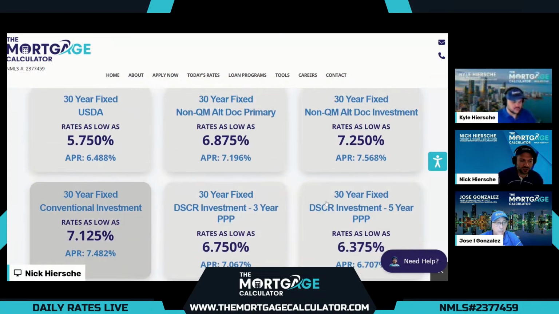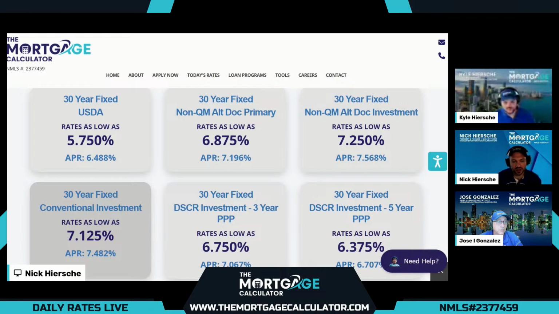So there are no government options, so no USDA, FHA, or VA, but we do have our conventional options. So 30-year fixed conventional for an investment property today comes in at 7.125, final APR 7.482, which is a touch cheaper than our alt doc option. So touch cheaper than bank statement option. So customers may want to consider that.